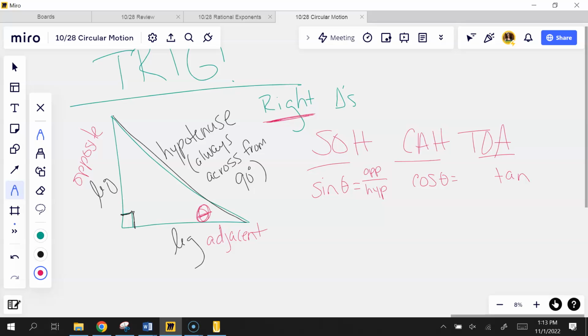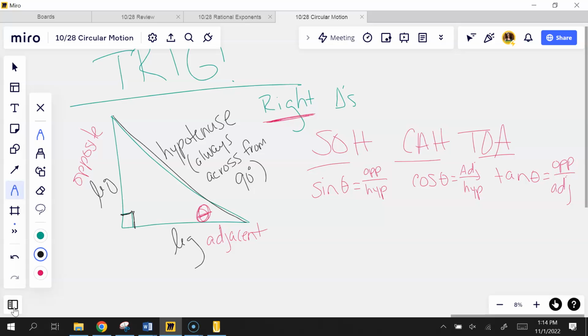Cosine theta, what do you think that one is? Adjacent over hypotenuse, that's exactly right. How about tangent? Opposite over adjacent. Now, what happens if you have a right triangle and you have two sides and you're missing a third?